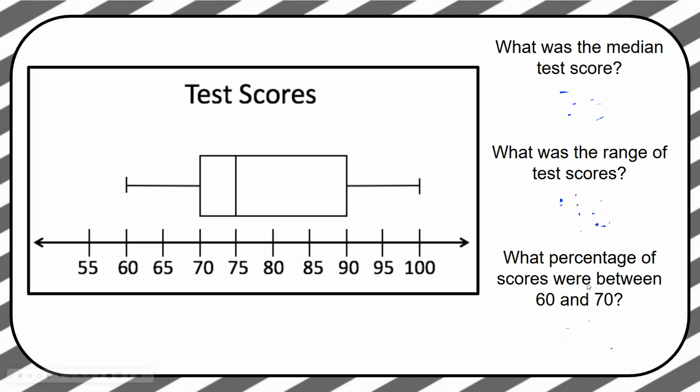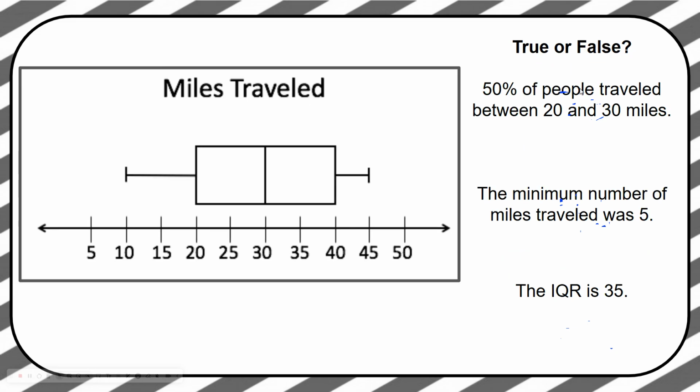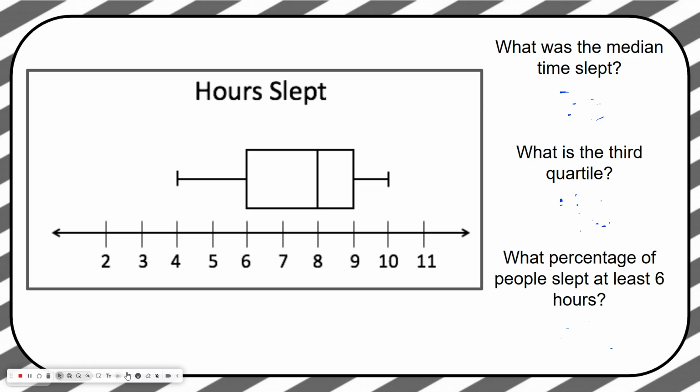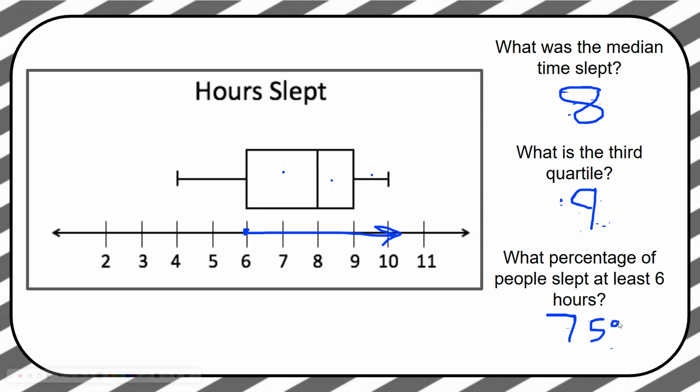Alright, let's look at another one. Hours slept. Whoops, let me go back. Alright, think about what was the median hours slept. That should be pretty obvious. That is 8. Think about what is the third quartile. Q1, Q2, Q3. That would be 9. And what percentage of people slept at least 6 hours? Think about that. That means 6 or more. So that would be 25, 50, 75%. 3/4 of the box plot.